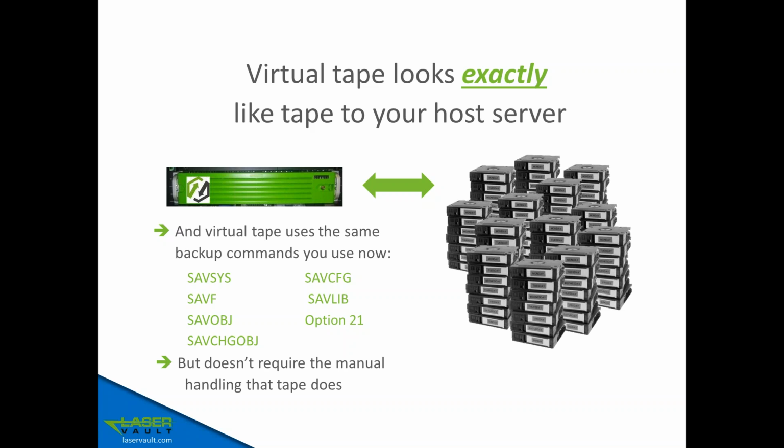So virtual tape looks exactly like tape to your iSeries platform. What's easy about this solution is that you can continue to use the same backup commands and programs that you're using today. So all the tape backup commands that come natively with the iSeries, save sys, save libraries, option 21, BRMS, robot save, go backup, whatever it is or CL program that you're currently using to back up to tape, you'll be able to use those exact same processes and commands to back up to disk, and it doesn't require the manual handling that tape does.